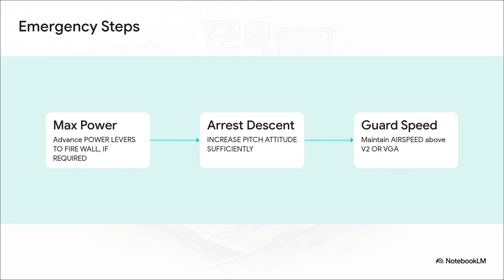In this severe scenario, the pilot flying must execute 3 critical emergency recovery steps without a second of hesitation. First, advance the power levers straight to the firewall, if required. You need absolutely everything those engines can give you. Second, aggressively increase the pitch attitude sufficiently to arrest the descent. And third, while pitching up, you must carefully monitor your speed to maintain airspeed above V2 or VGA. A great memory trick for this is max power, arrest descent, guard speed.